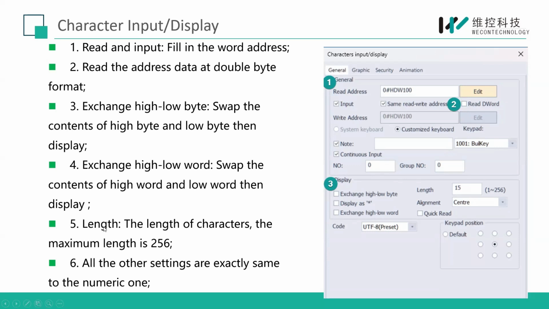And the fifth one is for length. You can set your length here, up to 256. And the sixth one, all the other settings are exactly the same as the numeric one. So you can set the keypad position here. So inside a character display, you can read and write values up to 256.